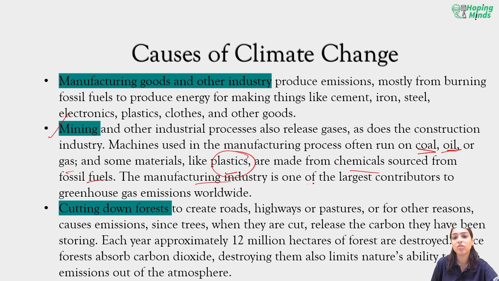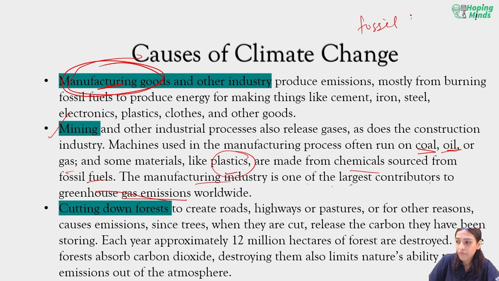The manufacturing industry is one of the largest contributors to the greenhouse gases. So the manufacturing industry in any way is releasing a lot of greenhouse gases. So we can say that fossil fuel consumption is the main reason that greenhouse gases emission is increasing.